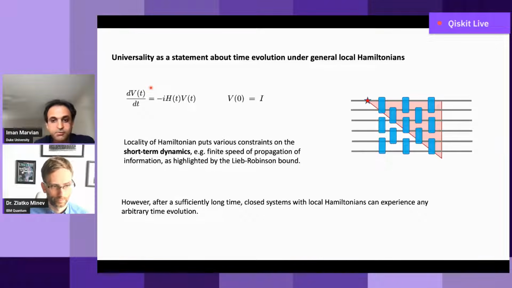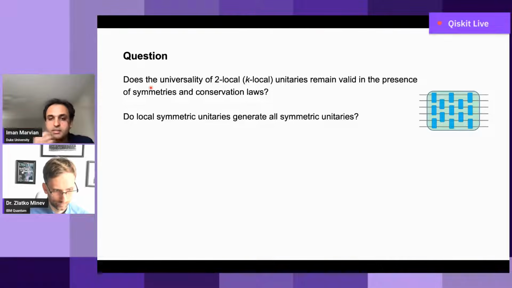Now, the first basic question that I asked in this project is what happens in the presence of symmetries? And in particular, does the universality of these two local gates remain valid in the presence of symmetries? So clearly, if all your gates are restricted to have a symmetry, for example, they are invariant under rotation around Z, then you can only implement unitaries that respect the same symmetry. You cannot break that symmetry.